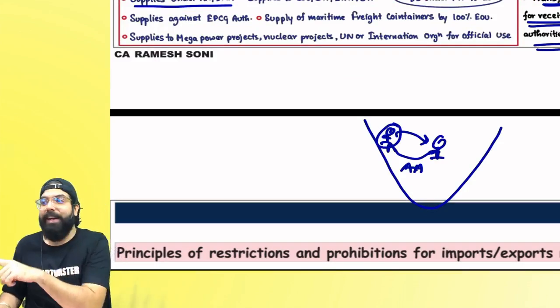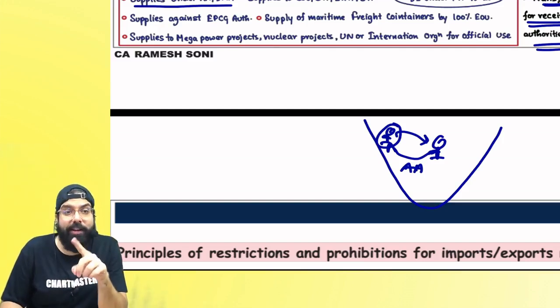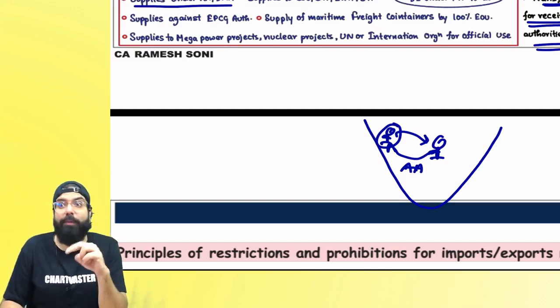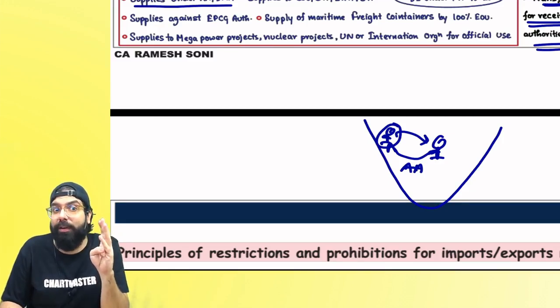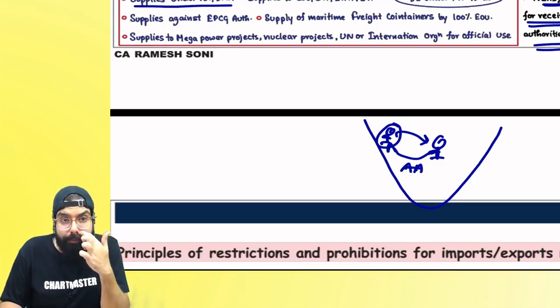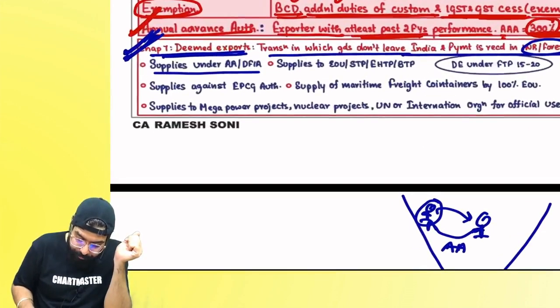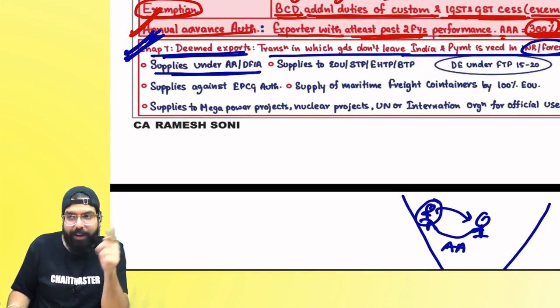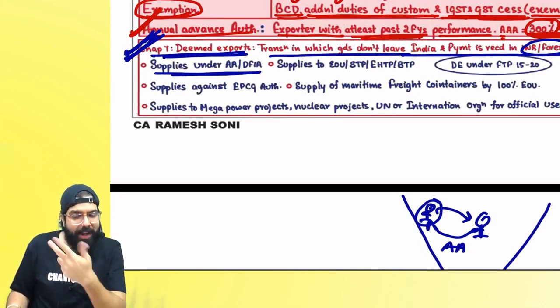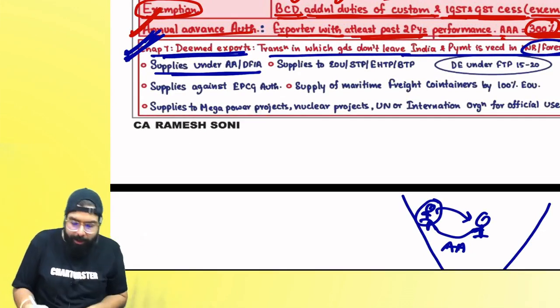In GST, we learned AA, EE, boys, PG. If you are supplying to an advance authorization holder, to an EOU, to an EPCG holder, or if you are a bank or PSU supplying gold, then also it is deemed export. But here, the definition of deemed export is different. Supplies under advance authorization or DFI. If someone has an advance authorization or DFI and you are supplying to him, it's your deemed export.